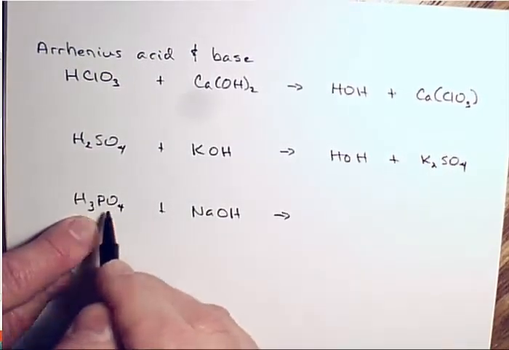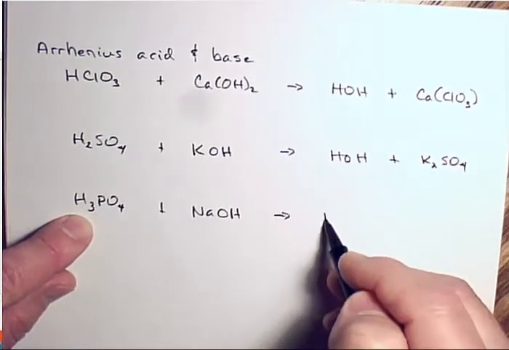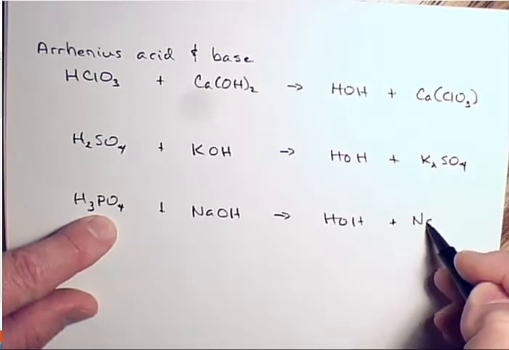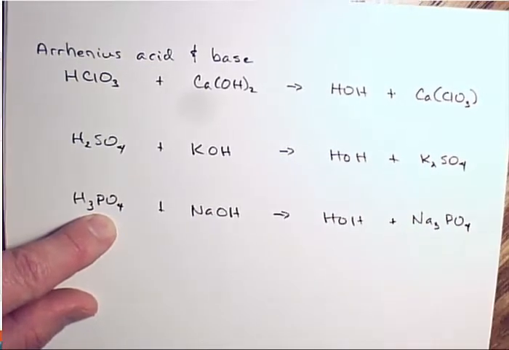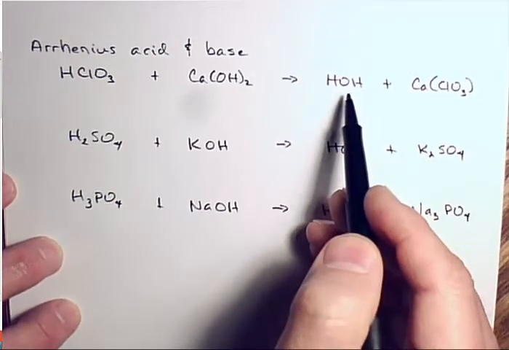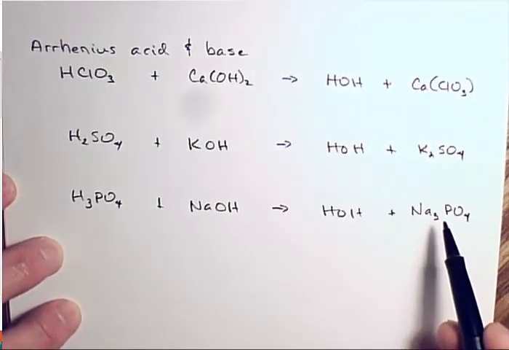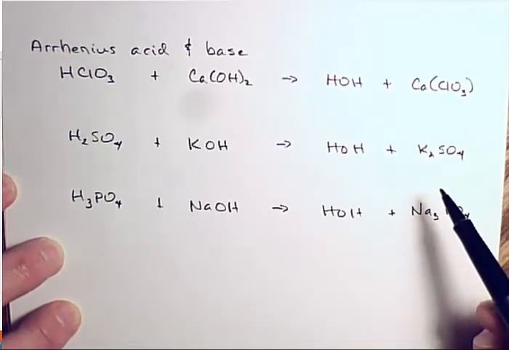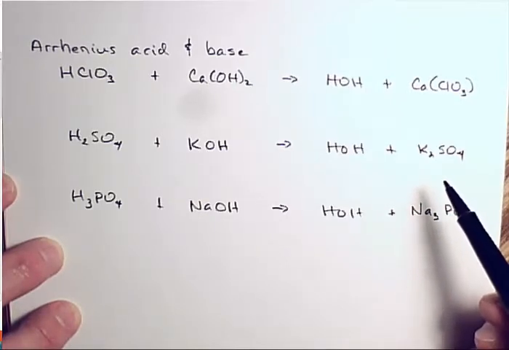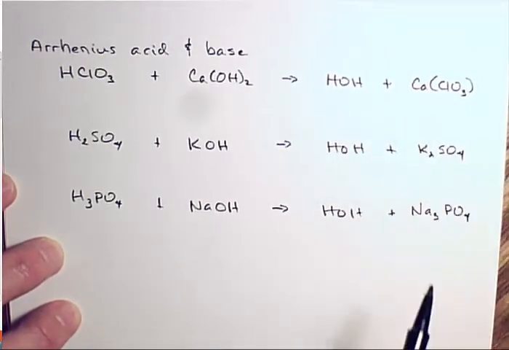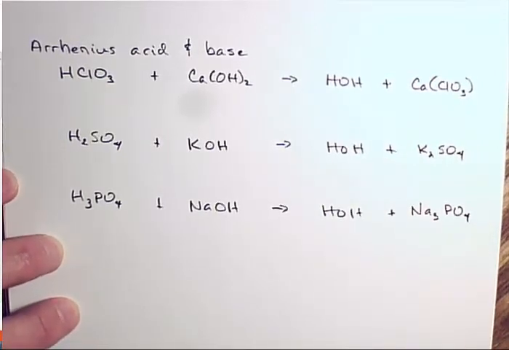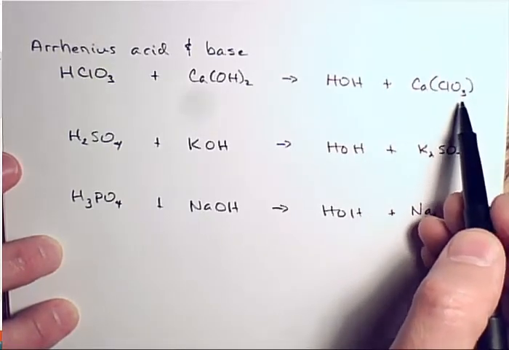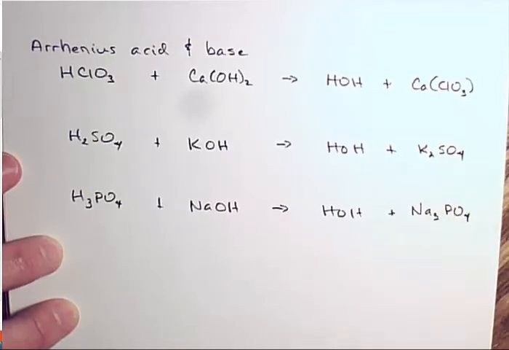And in this case, this is phosphoric acid. The hydrogen is going to join up with the hydroxide, and the sodium is going to join up with the phosphate. And so you're always going to get water and an ionic compound over here. This ionic compound is by definition what a chemist would call a salt. You always get water and a salt when you have an Arrhenius acid-base reaction. And you should know it's ionic because all these contain polyatomic ions.